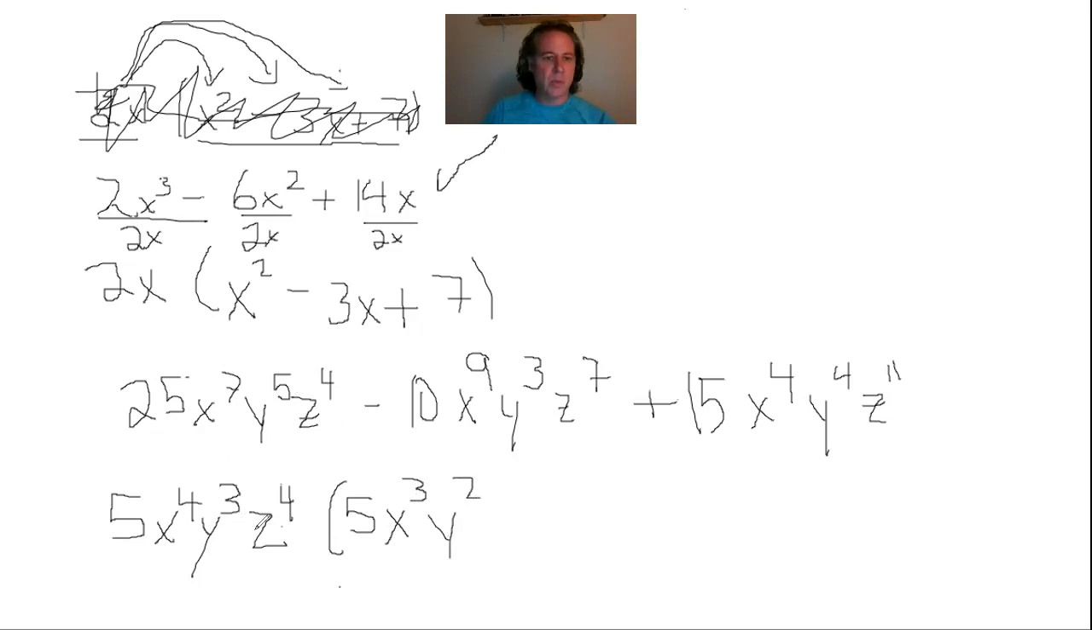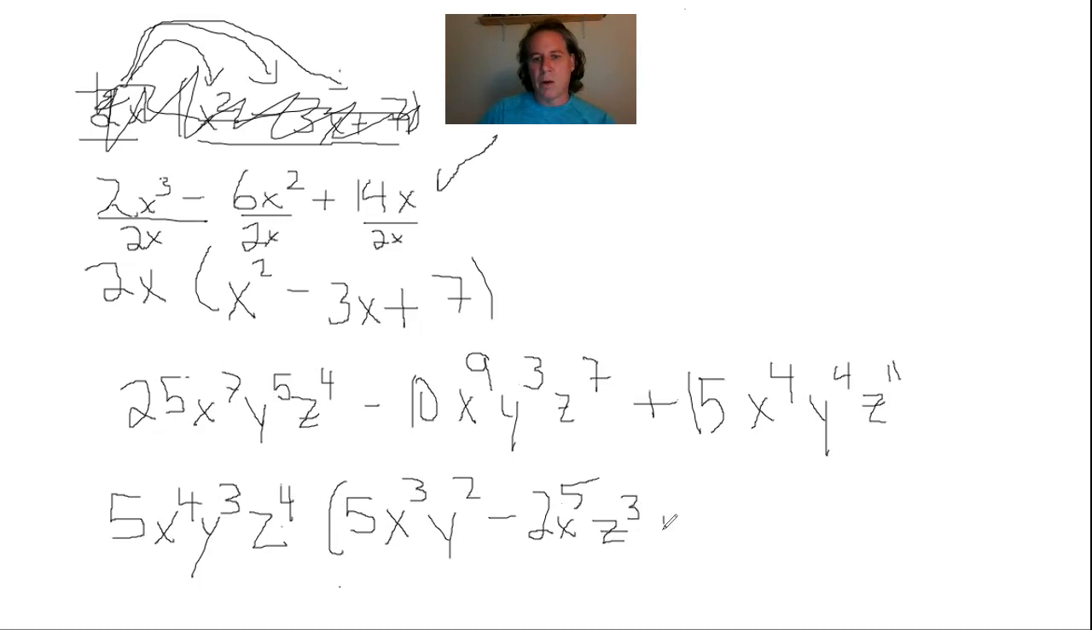And we had 4 z's, we took all 4 out, there's no z's left, so we move on to the next term. We write down the sign, and we say, what's 10 divided by 5? That's 2. We had 9 x's, we took 4 out, so we got x to the 5. We had 3 y's, we took all 3 out, there's no y's left. We had 7 z's, we took out 4, so we got 3 z's left.